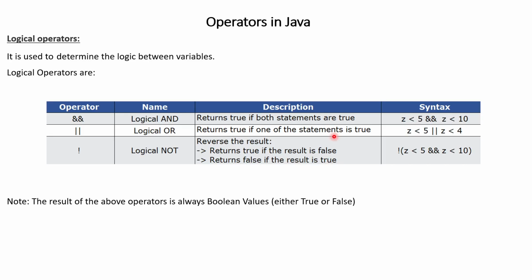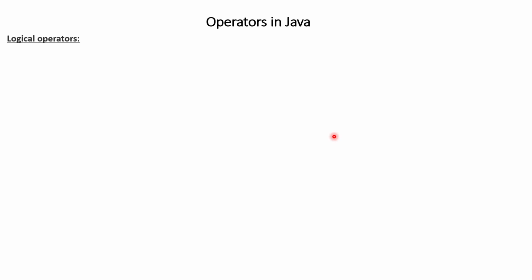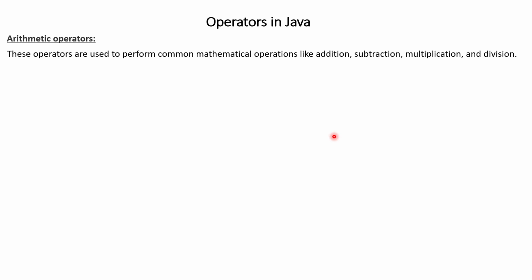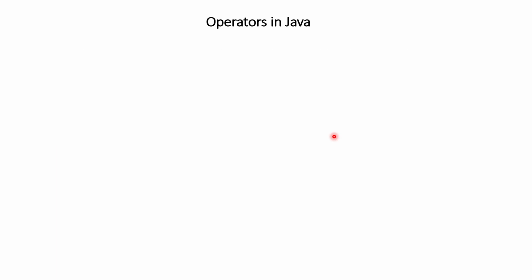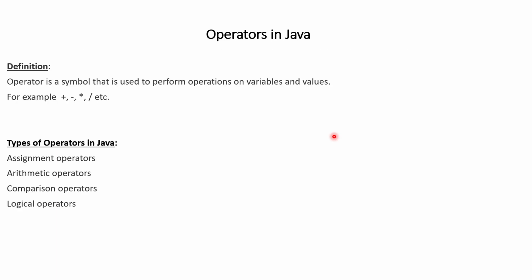So I hope you have understood the operators in Java. Okay, so let me just summarize once again. What are the operators in Java? Operators are nothing but symbols that are used to perform operations on variables and values, and we saw the types of operators: assignment, arithmetic, comparison, and logical operators.